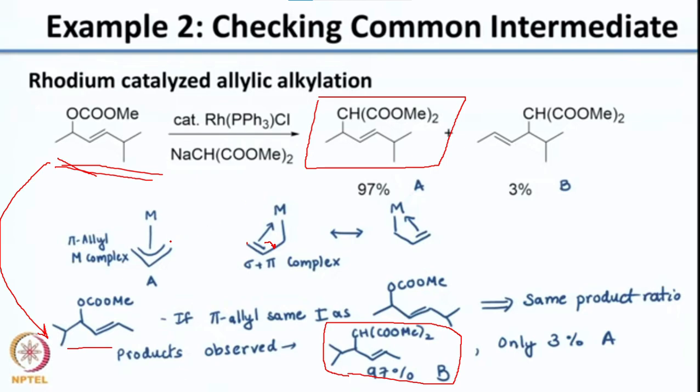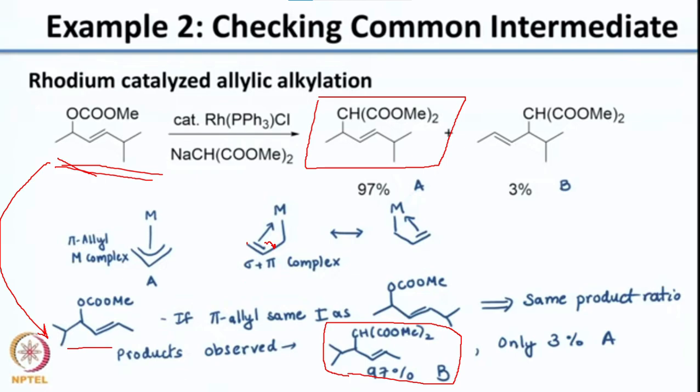So if the pi allyl metal complex formation was taking place, we should get the same product in both the reactions, but here we are getting a different product in measured yield, right? Measured selectivity. So because of this, we can say that the reaction is not going through the pi allyl metal complex formation, but the reaction is undergoing via sigma plus pi complex formation.